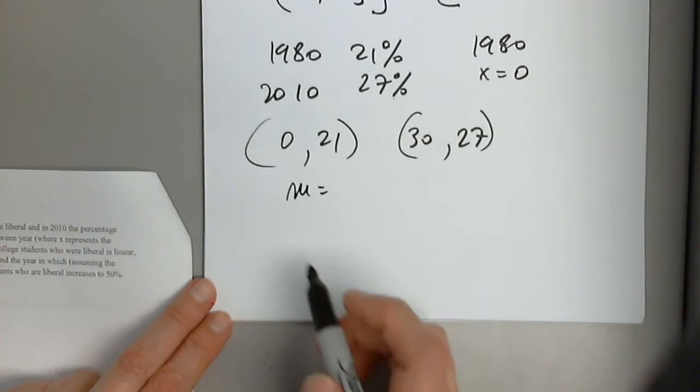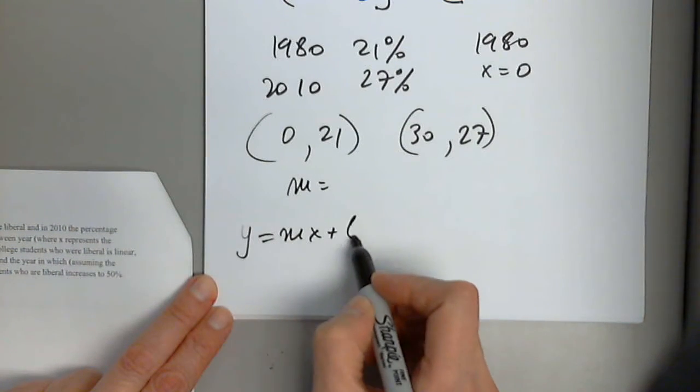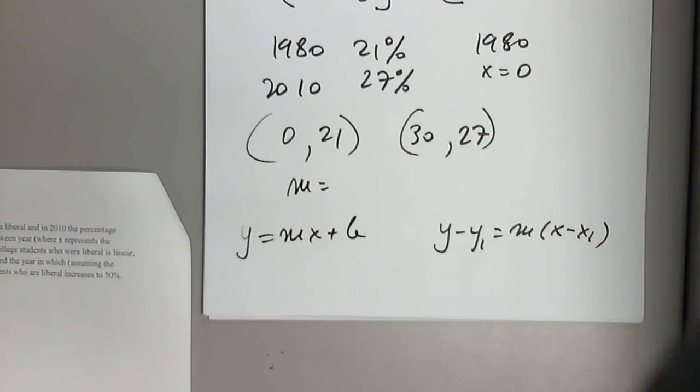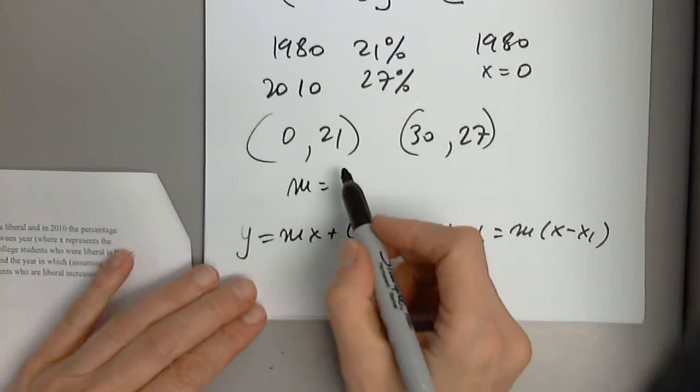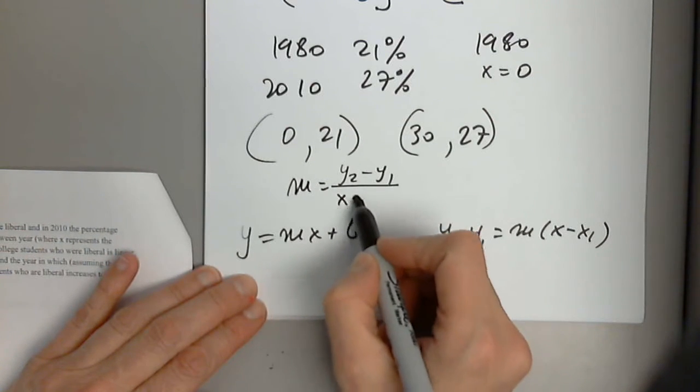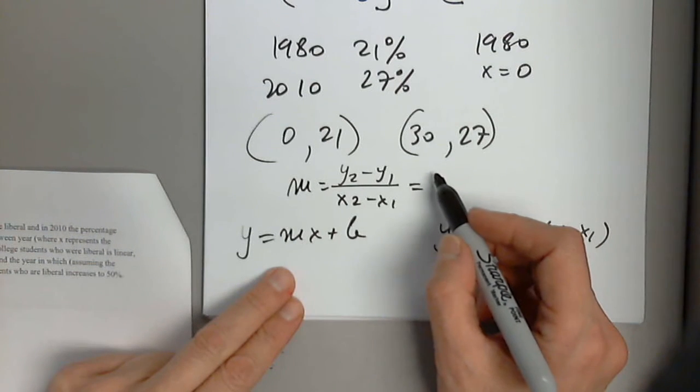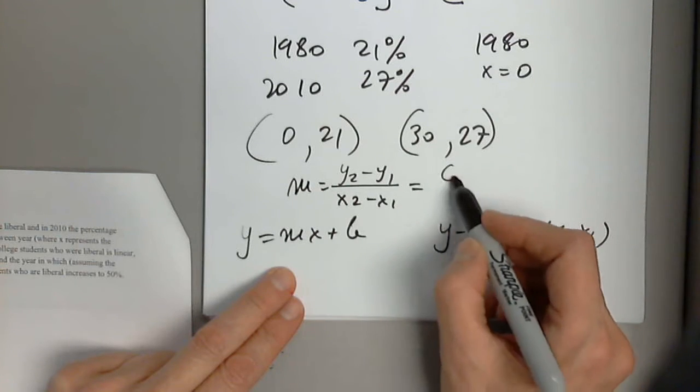Please find the slope, and tell me which of the two equations, y equals mx plus b and y minus y1 equals m times (x minus x1), you will be using. To get the slope it's rise over run, not run over rise. So is it y2 minus y1? Exactly, change in y over change in x. Yes, 27 minus 21, 6 over 5.